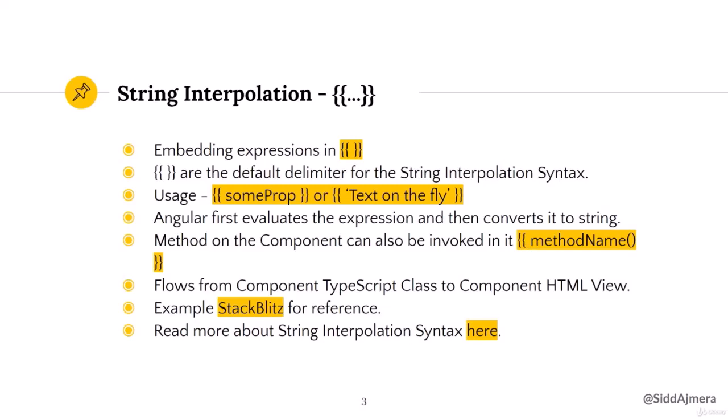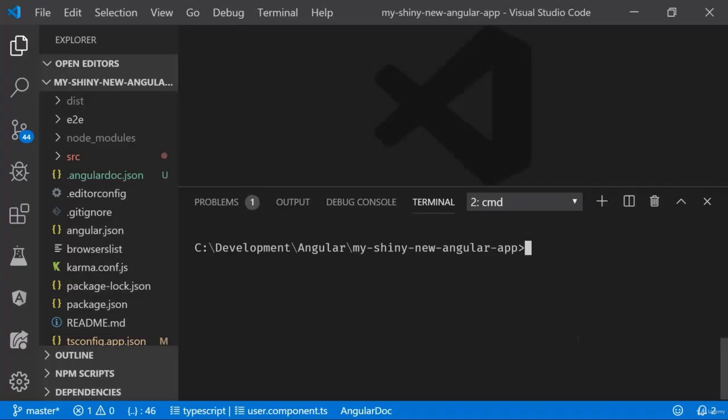So let's quickly see some code in order to understand string interpolation syntax. For the sake of doing this, I'm going to generate a component, and let's generate a component inside the components folder. I'll create another folder and call it bindings, and inside that I'll create a string interpolation component.